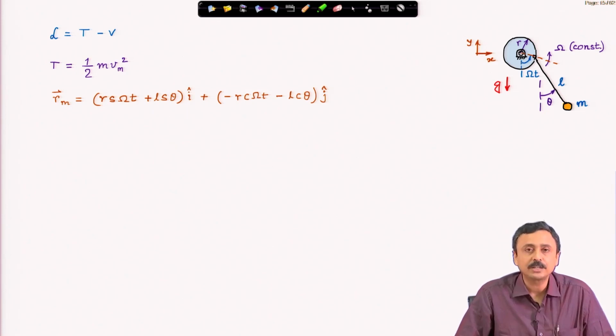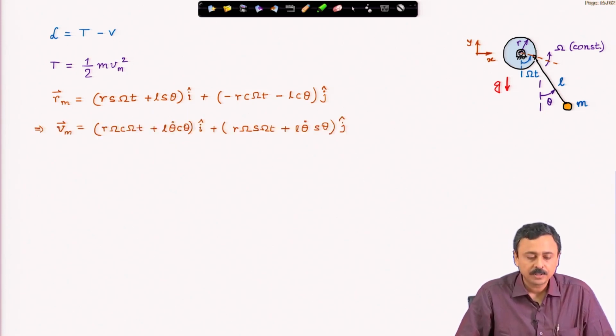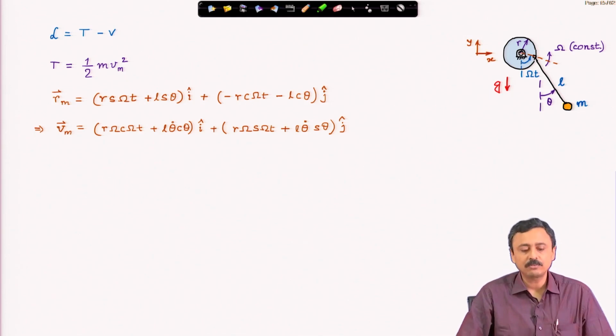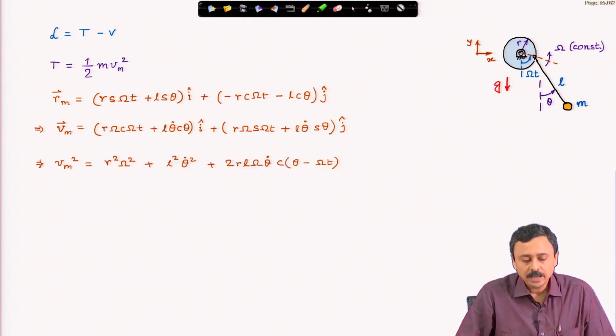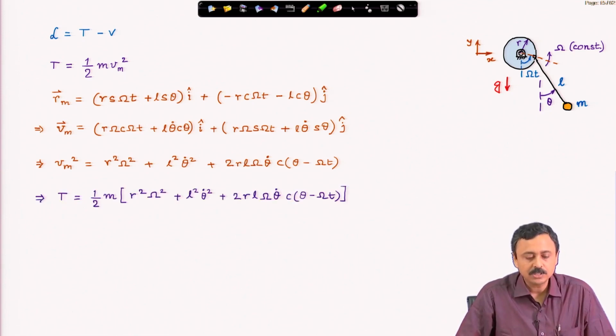This is the position vector of the bob. Therefore, I can differentiate this to find out the velocity vector of the bob, and if I know the velocity vector, I can find out velocity square. Once I have velocity square, I have kinetic energy. So, this is the expression of kinetic energy.